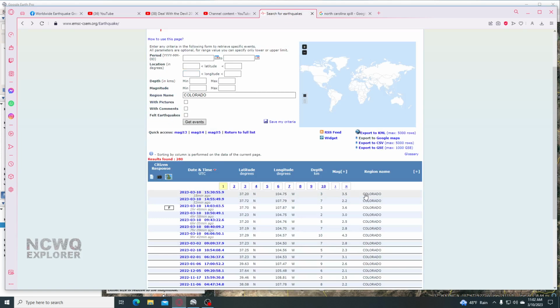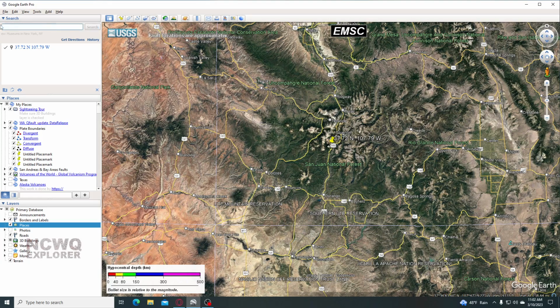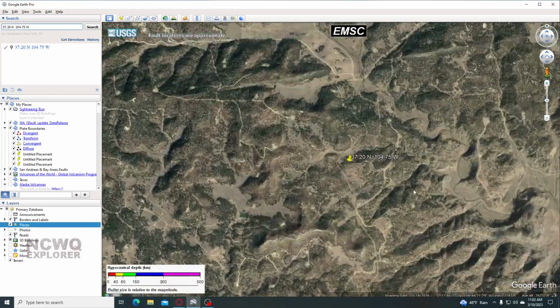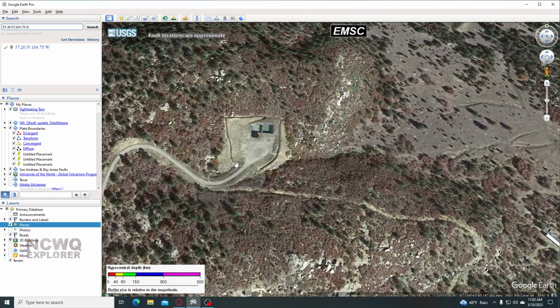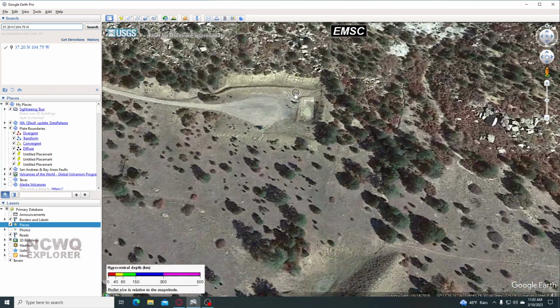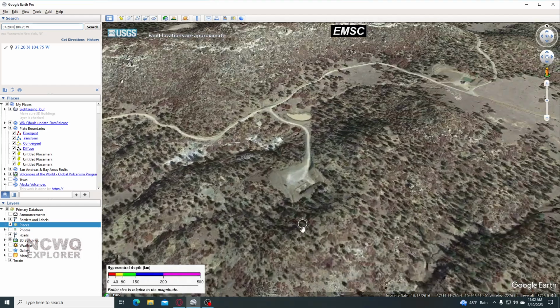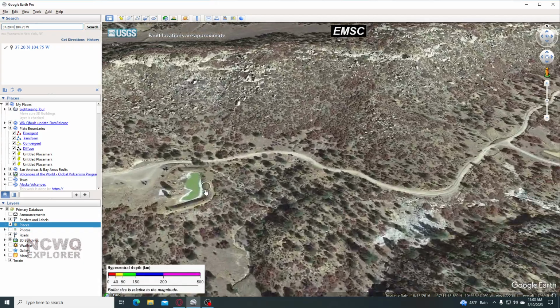And the last one is a 3.5, 3 kilometers deep, 22 kilometers west of Trinidad. And back to the area where it looks like there are lots of little pads. Wish I had a better view here.